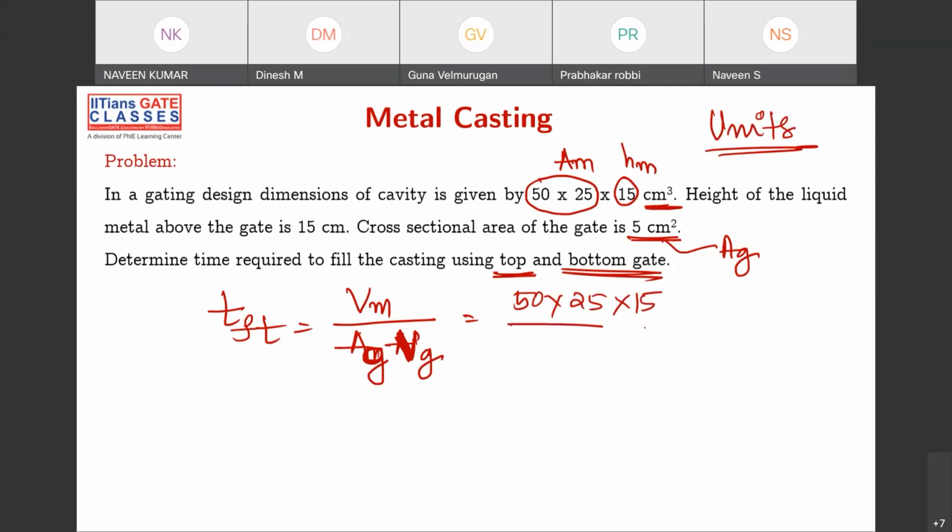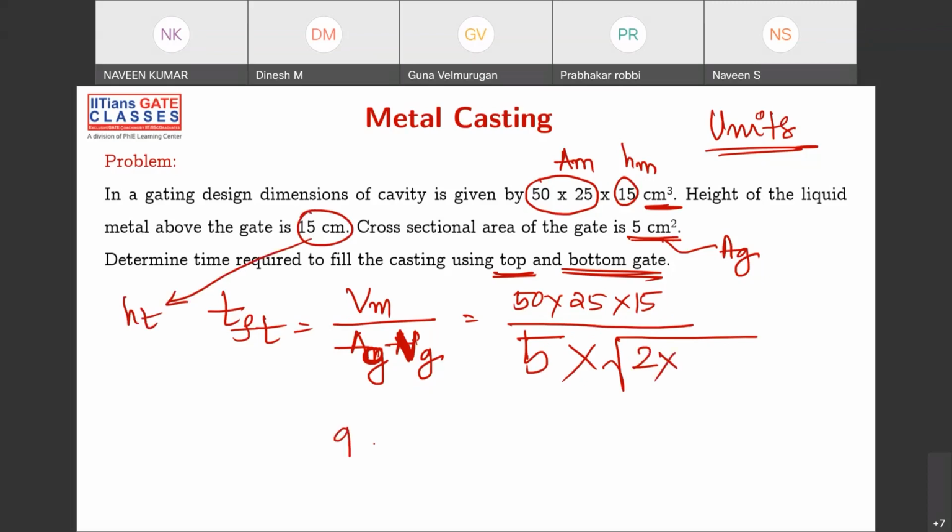Okay. So area of gate is already given, that is 5 centimeters square. Okay, and Vg is under root 2g ht. You know, this is ht, this is ht, right? 2g ht, 2 into g. g is 9.81 meter per second square, right? If you want to convert this into centimeters, it will be 981. You have to remember that. Okay, this is 981 centimeter per second square.